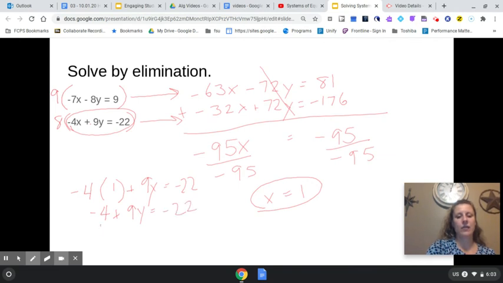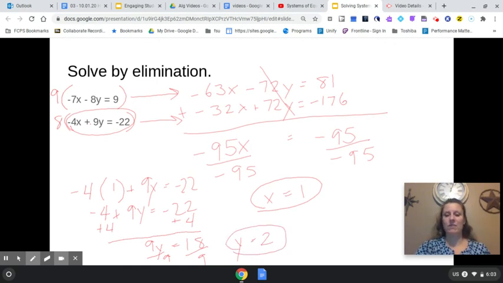Adding the 4 to both sides, we get 9y equals 18. And dividing both sides by 9, we get y equals 2. So again, the solution to my system is at (1, 2).